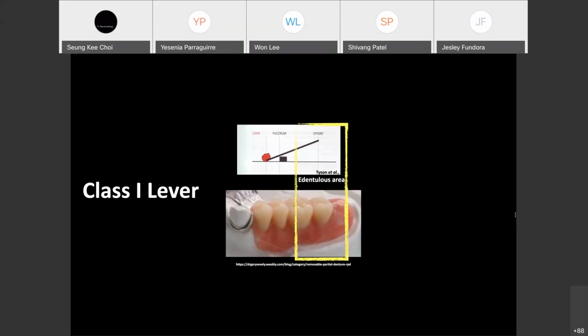This arrangement is perfect for creating a class 1 lever. Okay. Again, load at the clasp tip, fulcrum at the rest, and edentulous area as effort. So what is our class choice? Well, the edentulous area could belong to class 2 or even class 4. For class 4, it's in the anterior, as you know. We just have to flip the situation. It's the same setup for the lever.